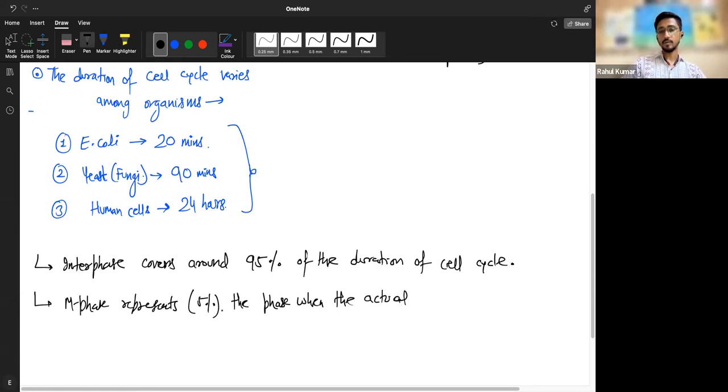So feel happy that you only have to go into the details of the 5%, because the rest 95% does not have any details as such. It's just what you and me do on a Sunday. Yeah. So the phase when the actual cell division happens.